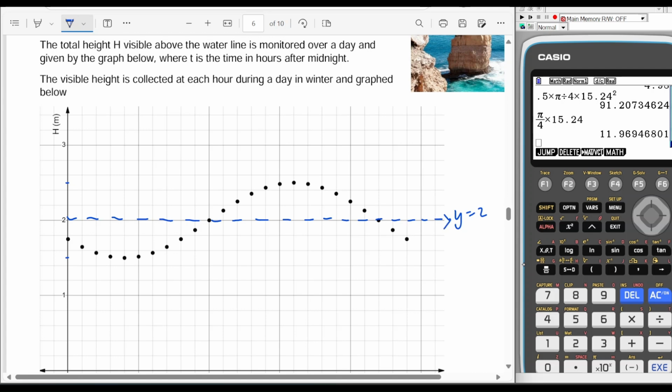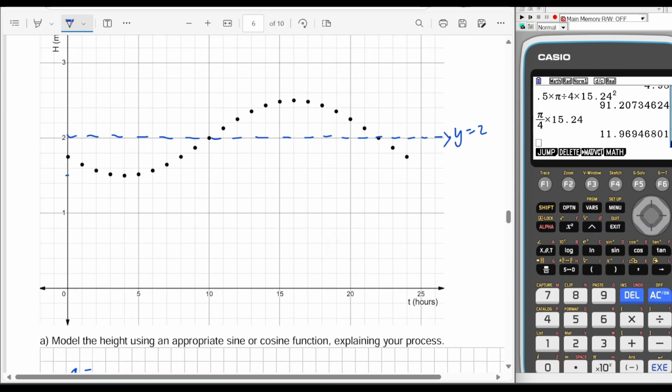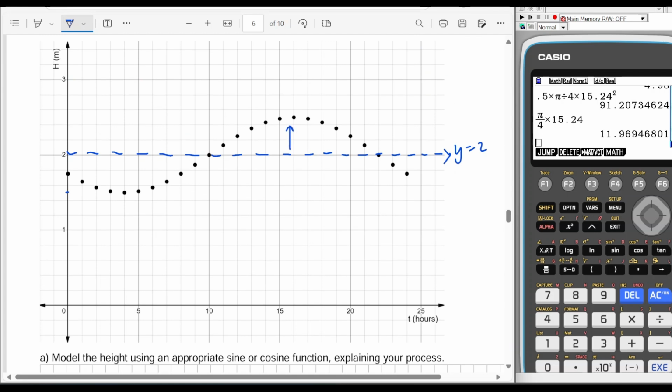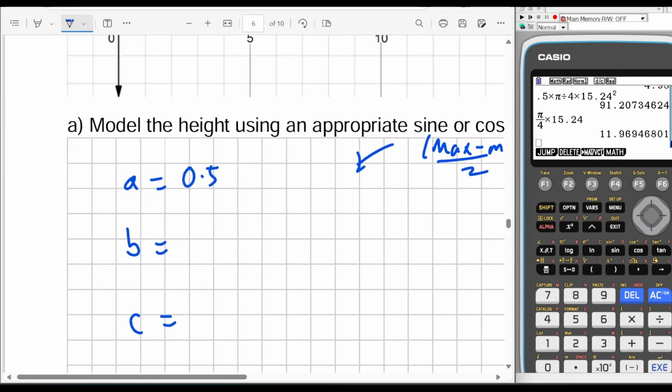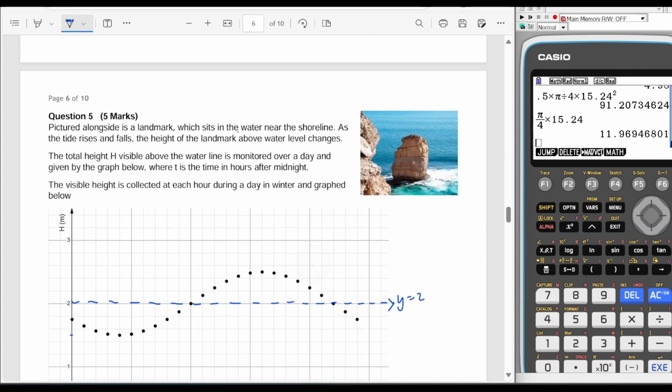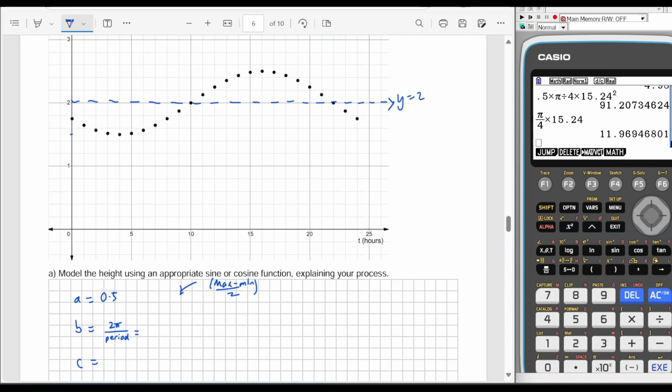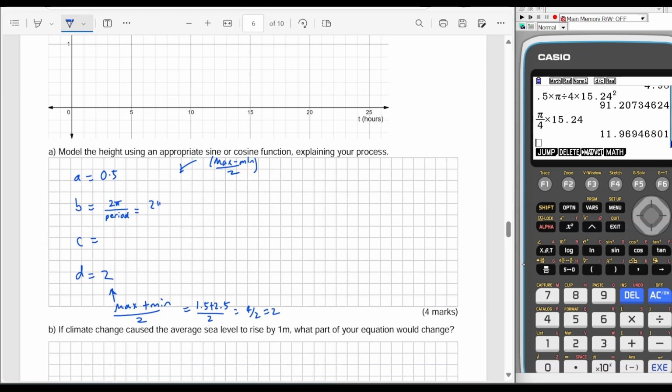Next easiest one to find is the a value. So the a value is the distance from the center point up to the line, which looks to be 0.5. If you want a formula for it, it's max minus min all over 2. Now b is 2 pi over the period of the graph, and since this is a graph of tides, the period will be 24 hours because it cycles through every day. And you can sort of see that it's about to loop across when we hit that 24 mark. So this is 2 pi over 24, so that is pi over 12.